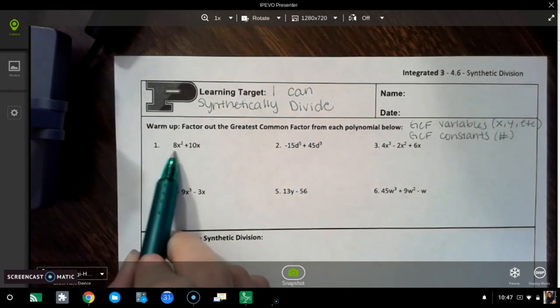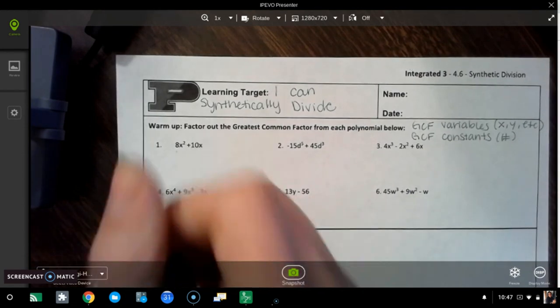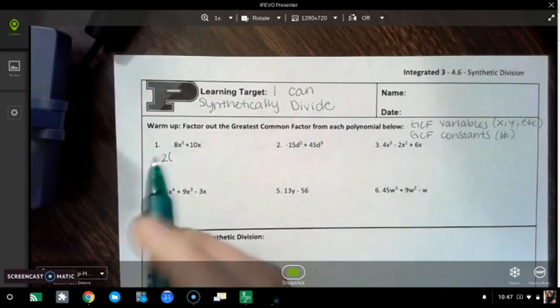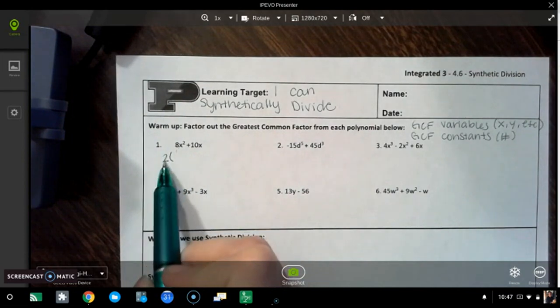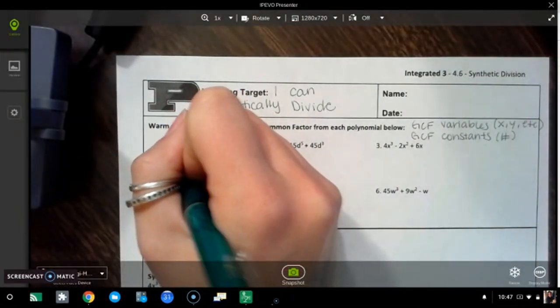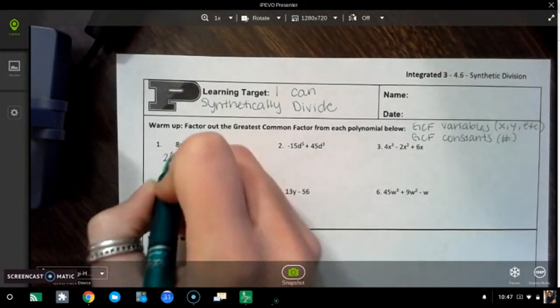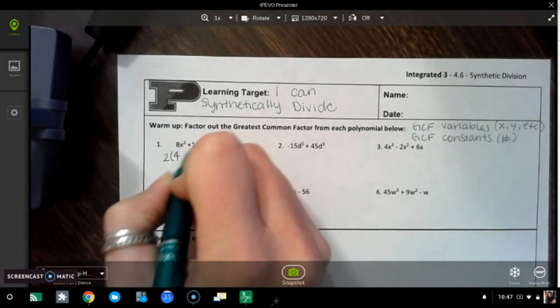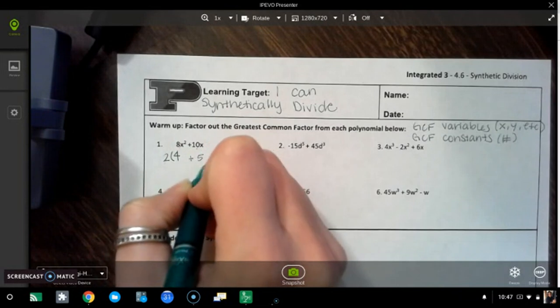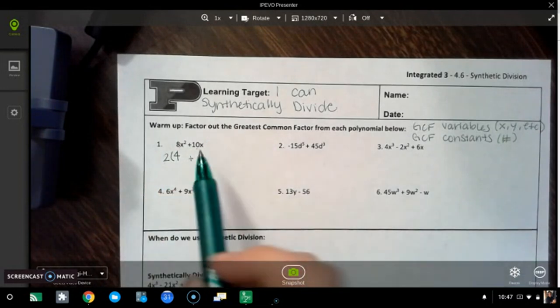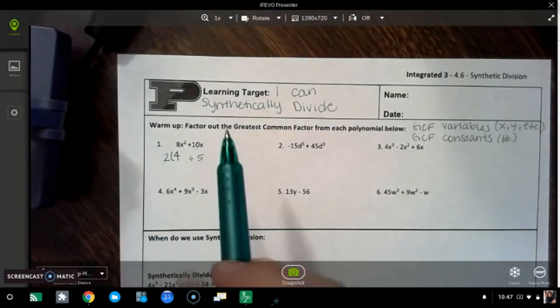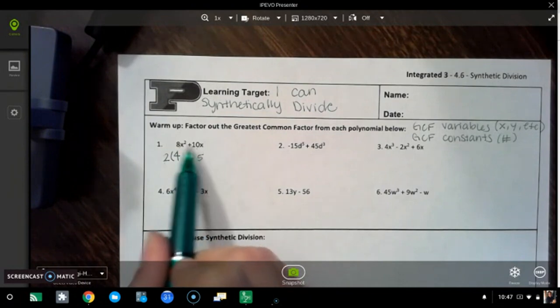I look here, what number can I pull out of here? Well, 2 is the largest number I can evenly divide out. So I'm going to get 2 times 8 divided by 2 gives me 4. And then I don't know what to do with my x's yet. So then I get plus 10 divided by 2 gives me 5. And I still don't know what to do with my x's. What is my GCF of my x? Well, I can pull one x out of both of these.